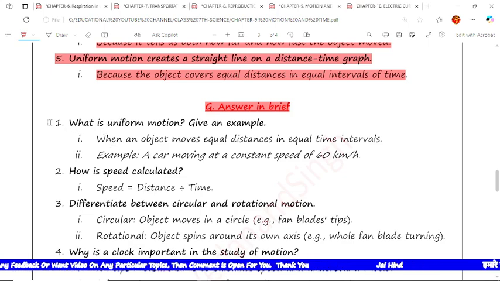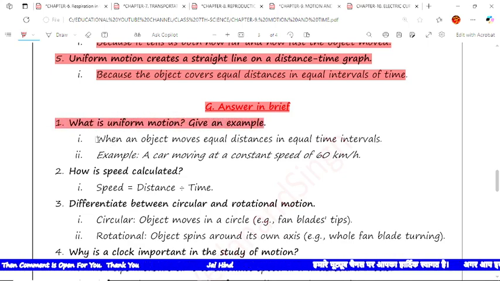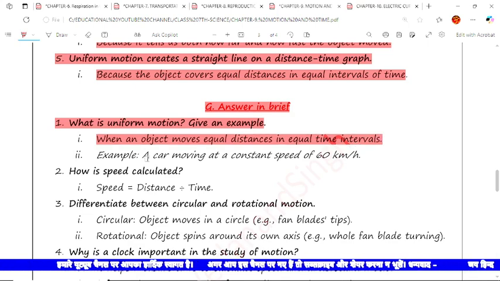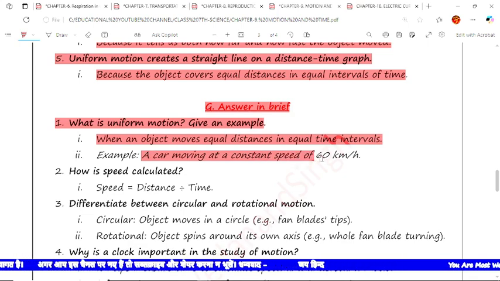The first question is: what is uniform motion? Give an example. So the answer is: when an object moves equal distance in equal intervals of time, that is known as uniform motion. And an example is a car moving at a constant speed of some kilometers per hour, here 60 kilometers or 50 kilometers, as you can take it.